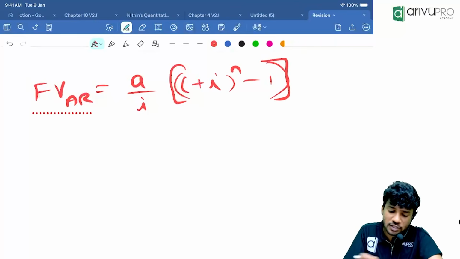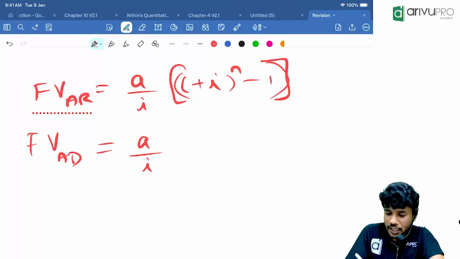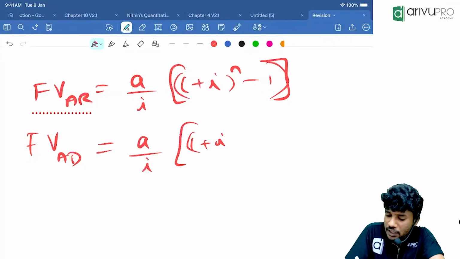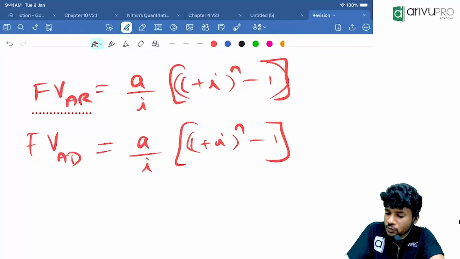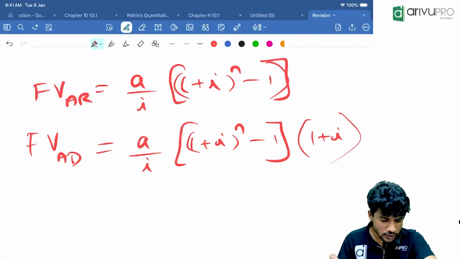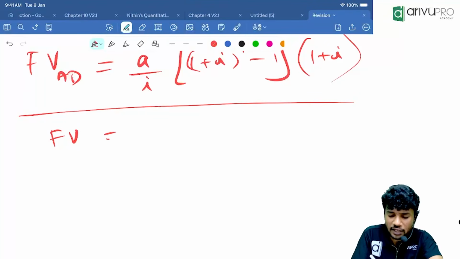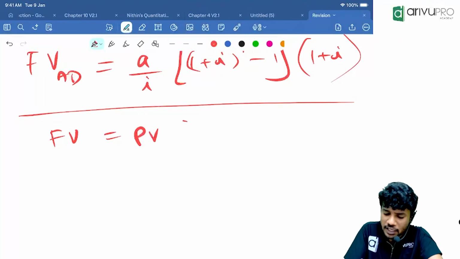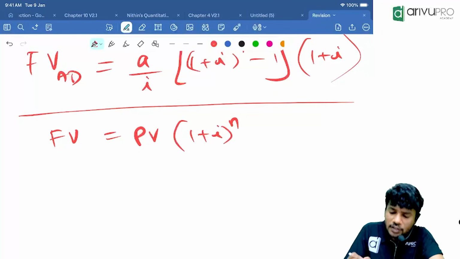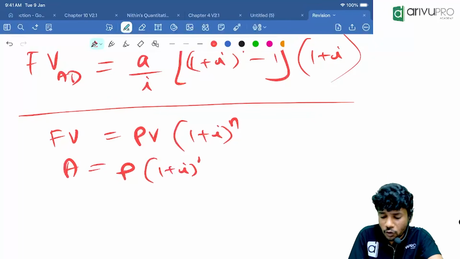What if the question is based on future value of annuity due? It will become A by I into (1 plus I)^n minus 1, into 1 plus I. We can find it that way also. Then, what was the formula connecting future value and present value? Future value is nothing but present value into (1 plus I)^n. It is similar to our amount formula. A is nothing but P into (1 plus I)^n.